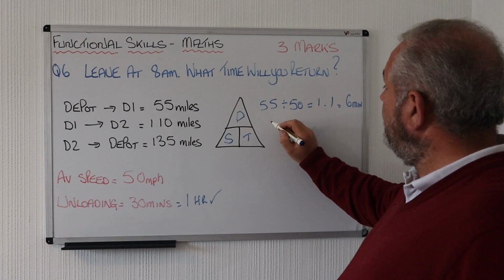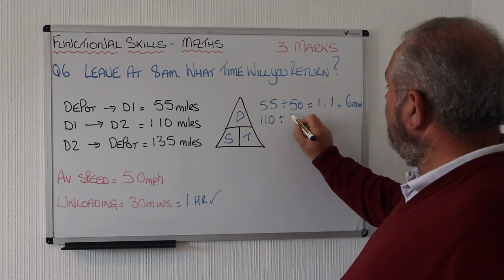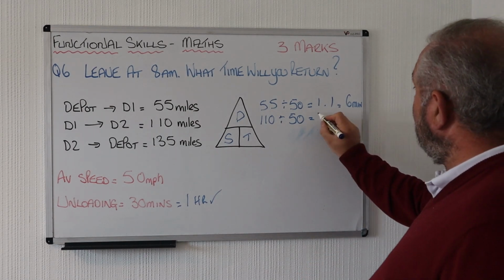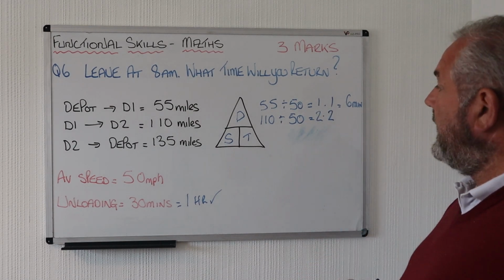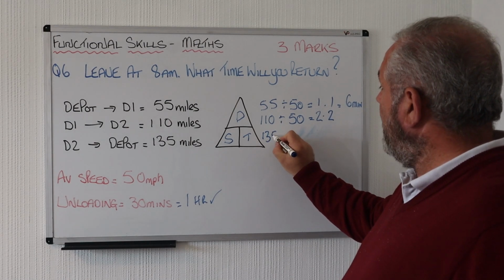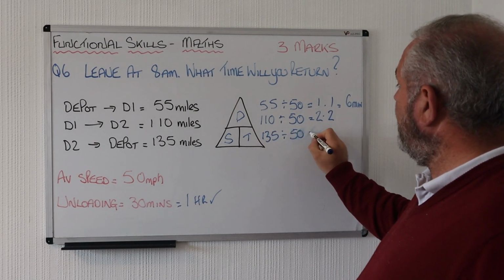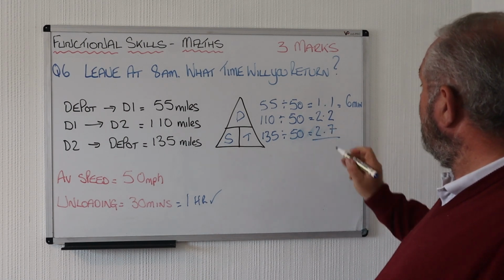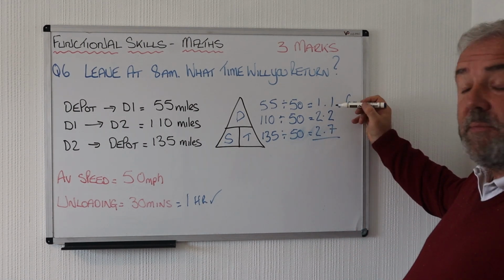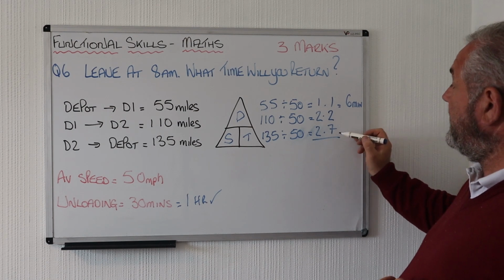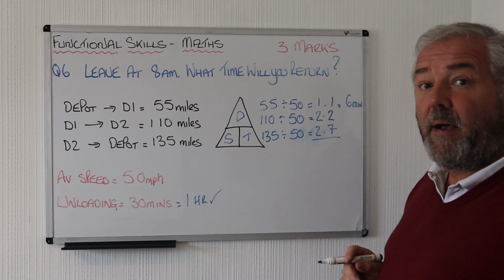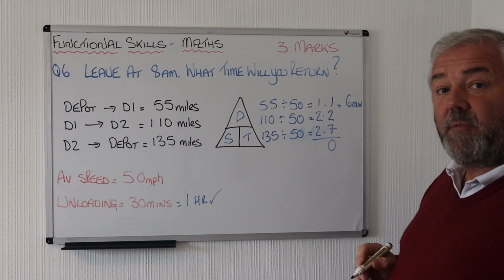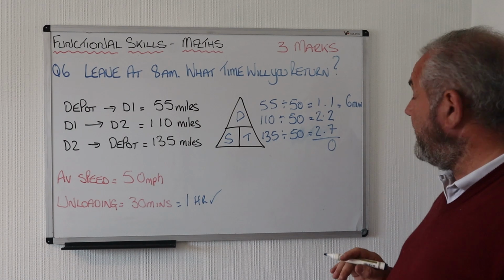If we take the next one, we take 110 divided by the same speed, because we're travelling at an average speed of 50 miles an hour, that gives us 2.2. And the final one is 135, also divided by that 50, which gives us 2.7. So it would be 1 hour and 6 minutes, 2 hours and 12, and 7 times 6 is 42, so 2 hours 42 minutes. However, in this example, the 1, 3 and 10 round up nicely and evenly, so we haven't got to worry about how many minutes it's taken us on this occasion.